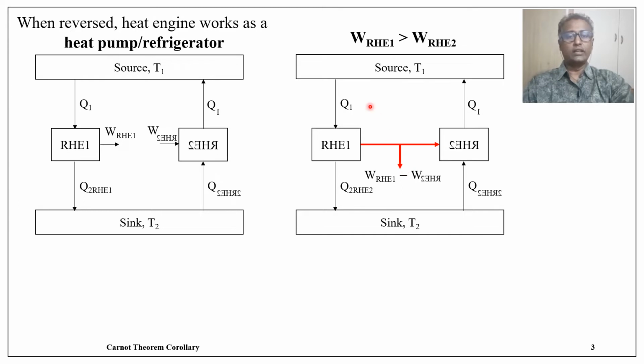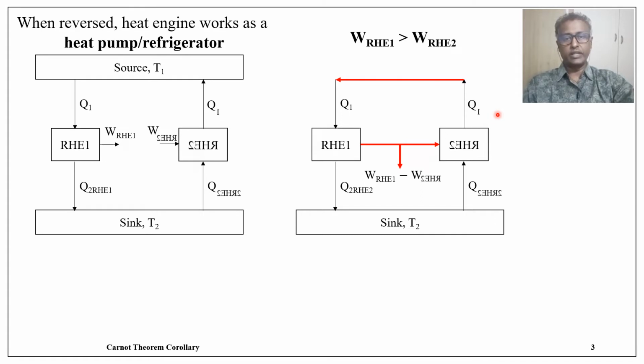Now look at the heat supplied to reversible engine 1. It is equal to Q1. Similarly, look at the heat rejected by the reversed heat engine. Again, it is equal to Q1. What we can do now is, since the quantities are equal, remove the source and directly input the heat delivered by the reversed heat engine to the reversible heat engine 1.